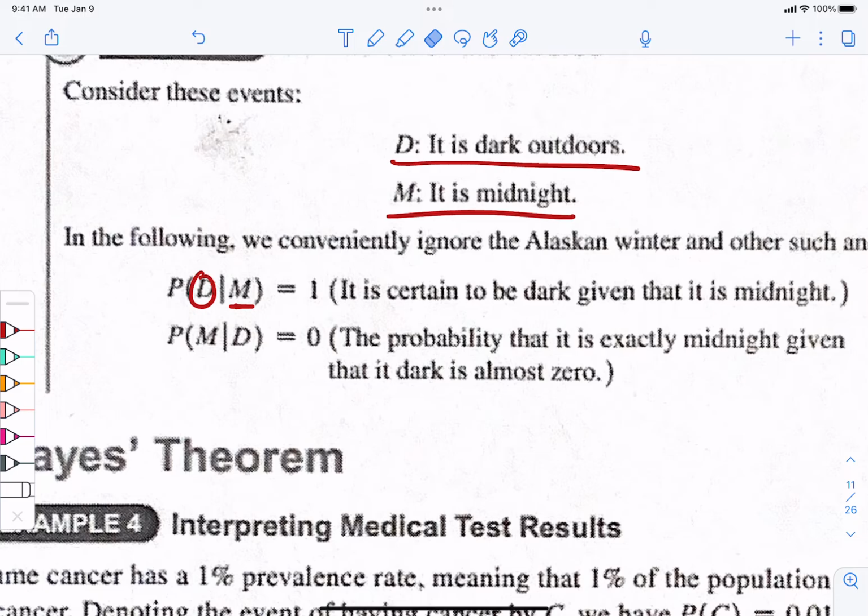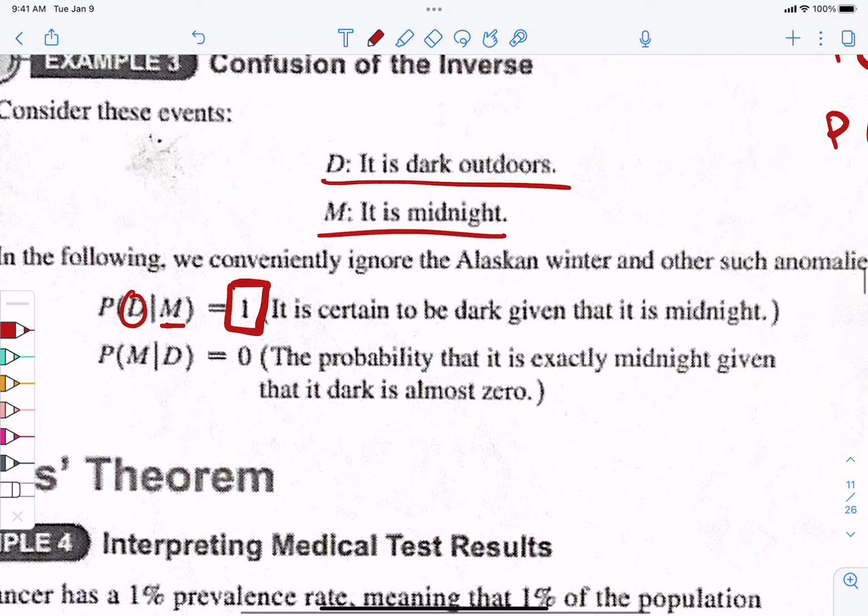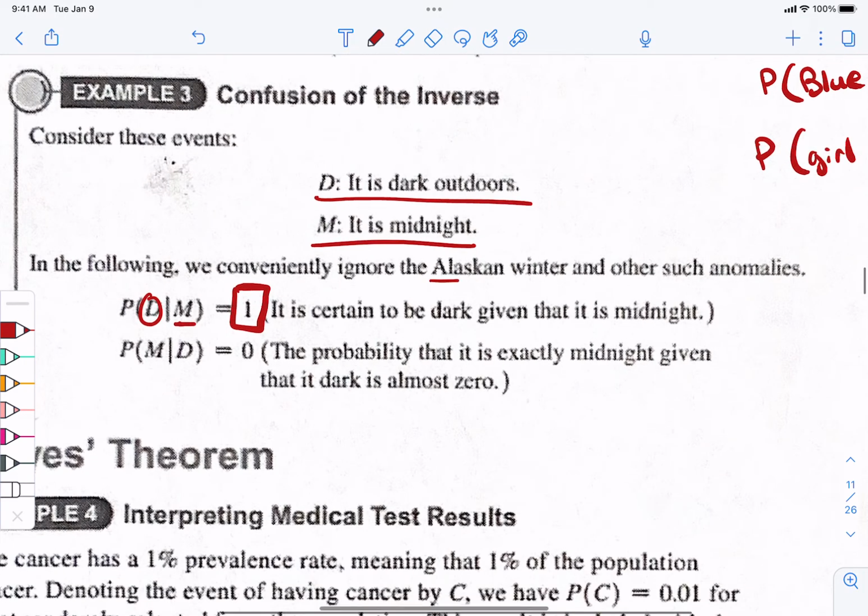100%, right? In the area that we live. It says it's certain, and we conveniently ignore the Alaskan winter and such anomalies, where it's light 23 hours of the day. So the probability of being dark given that it's midnight is 100%.